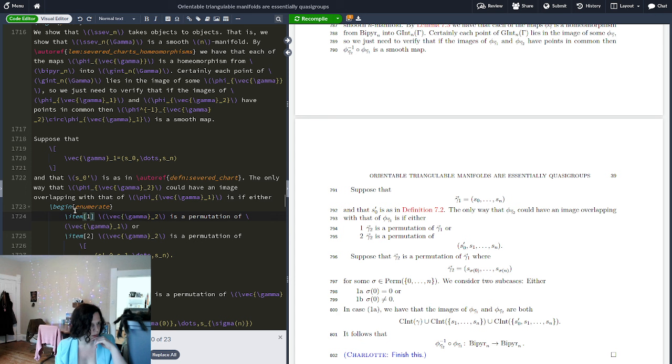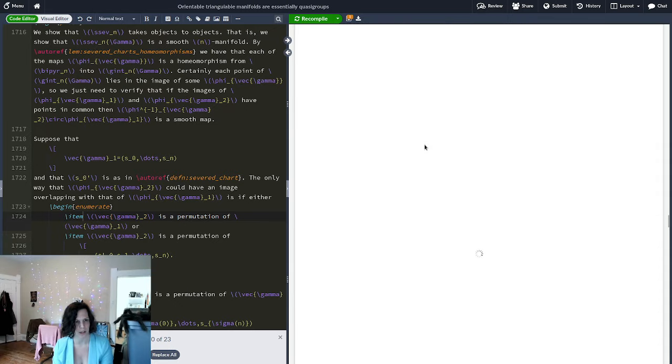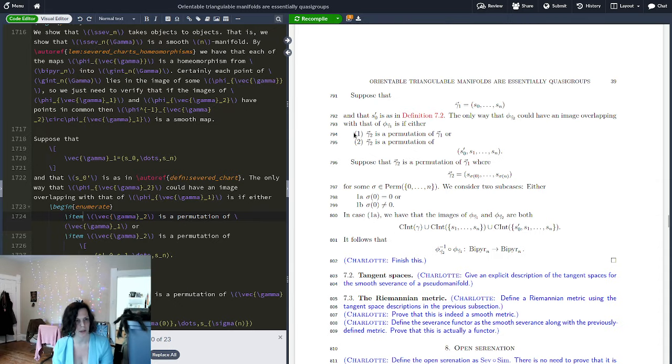Let's see. Oh. Maybe I want itemize. No. This enumerate, I don't know why I labeled these as 1 and 2 here. That's making it actually not look very pretty. Let's see if we can make that look a little bit nicer. I'm trying to look at this list of things and see if that'll actually be nicer looking for me. Yeah, now it has the 1 and 2 in parentheses. That's good. That's a nice thing.